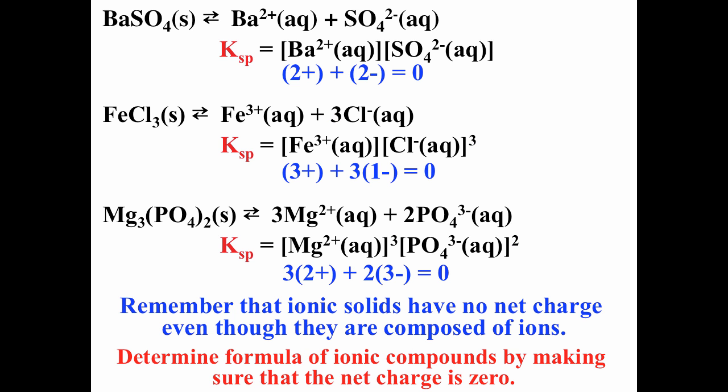And you should also remember that ionic solids are actually composed of charged ions, but the net charge is 0, so the charges have to cancel. So on the top one, we have 1 barium per 1 sulfate, a ratio of 1 to 1 because barium is a +2 and sulfate is a -2. On the second one, we have 3 chloride ions for every iron ion, because iron is a 3+ in this case, and the chloride is a -1, so you need 3 of the chloride ions per every iron. In the third one, you have 3 magnesiums for every 2 phosphates. 3 times 2 is equal to 2 times 3. And so again, ionic solids are composed of ions, but their net charge has to be 0.